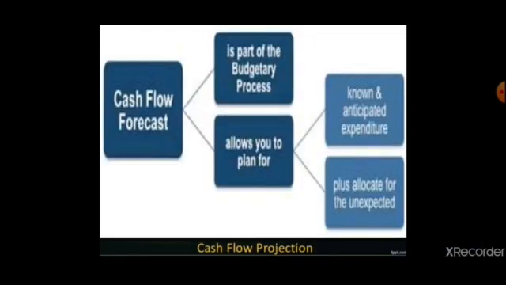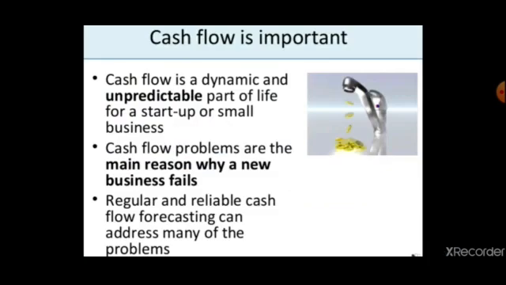It is a part of the budgetary process. It allows you to plan for the known anticipated expenditure and the unknown anticipated expenditure. That means you all know that the future is uncertain. The cash needed for small business or big business depends on the scenario that is going on. Cash flow is a dynamic and unpredictable part of a startup or small business. Cash flow problems are the main reasons why new businesses fail. If there is no proper calculation for the flow of cash, then it may lead to the failure of any venture.